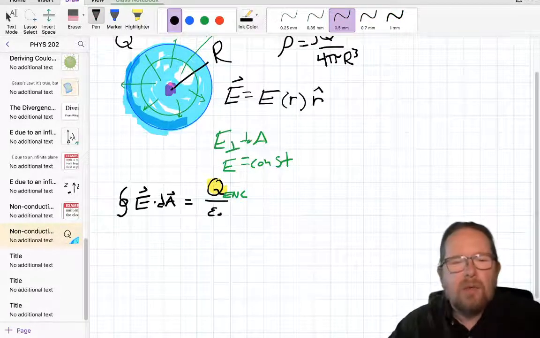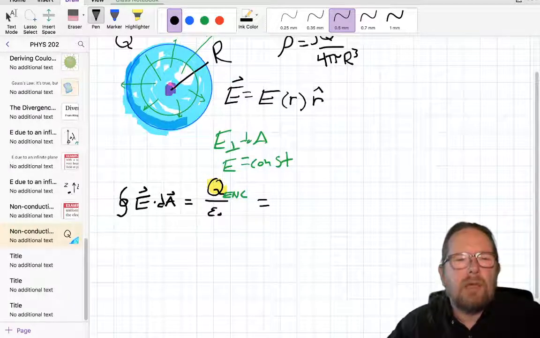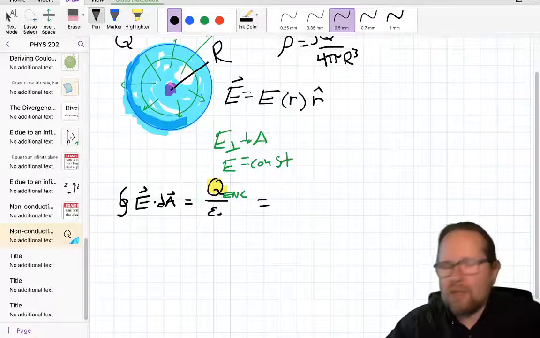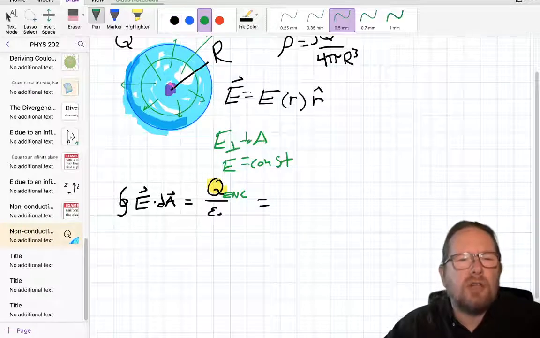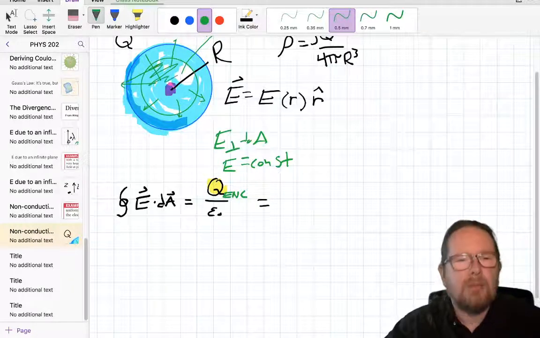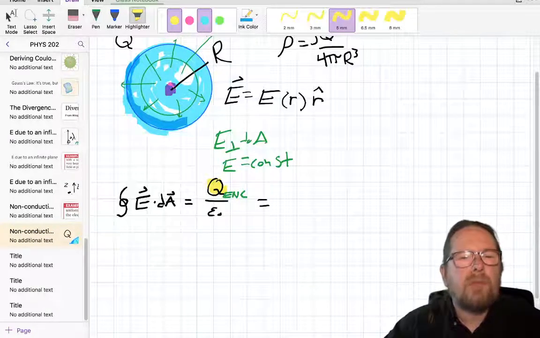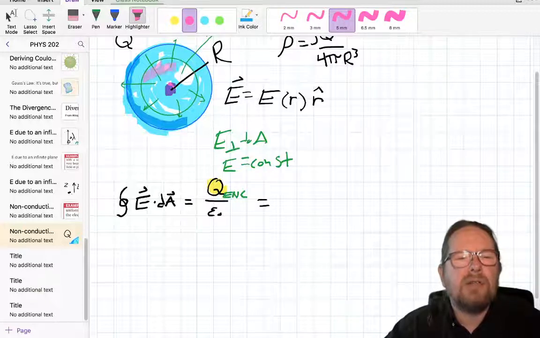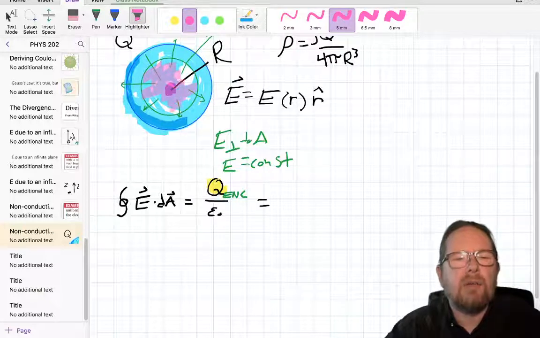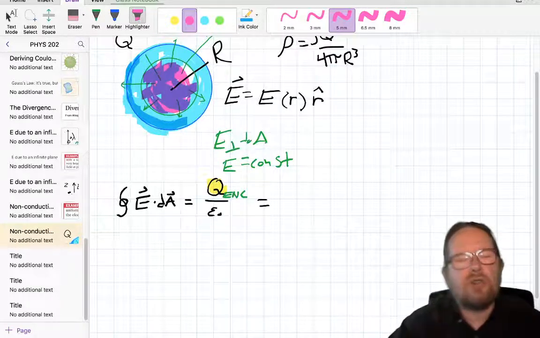It is the ratio of the, well, it's just this much charge. It's just this charge here inside of our little imaginary Gaussian sphere. How much charge is that?